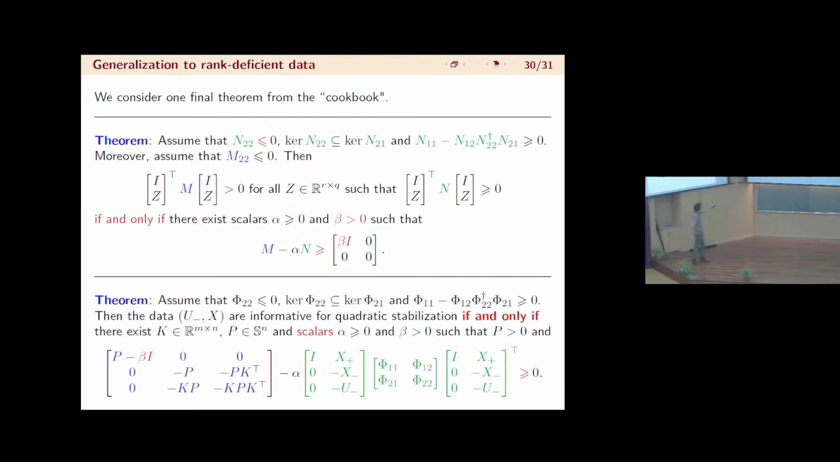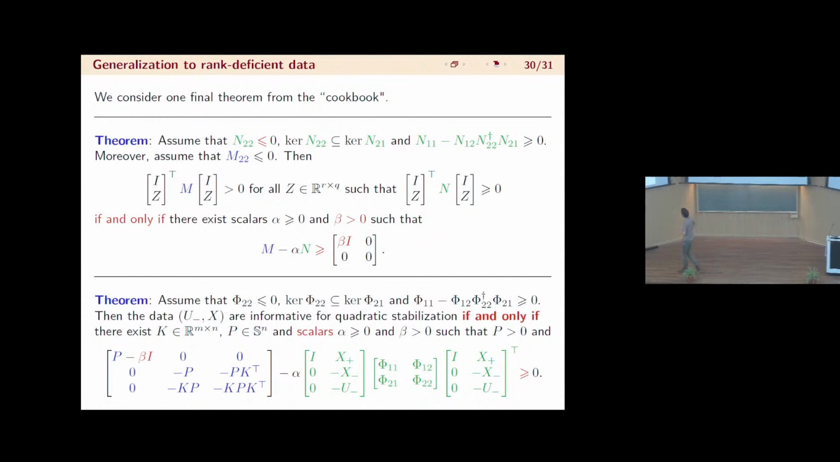One thing to note here is that we no longer need this rank condition on the state input data. So we completely got rid of that. You don't need to assume that X minus U minus has full row rank. And in particular, there exist examples in which indeed X minus U minus does not have full row rank, but you can still find a stabilizing controller using this approach. That's also in line with what Kanat showed you in the noise-free case yesterday, right? Because there also you do not need that X minus U minus has full row rank.